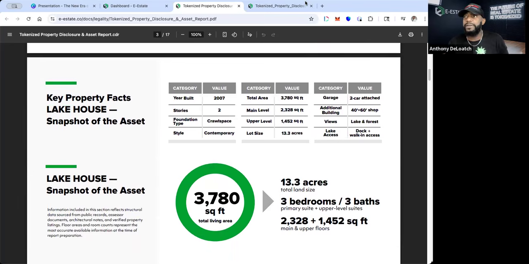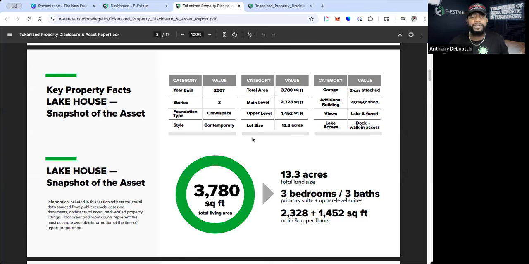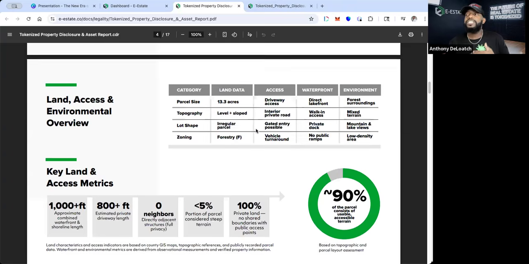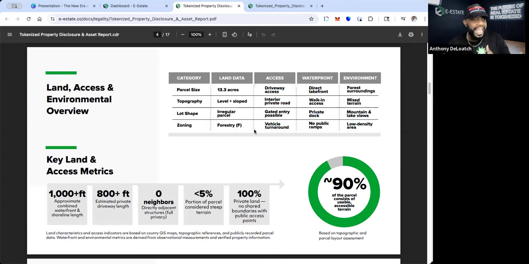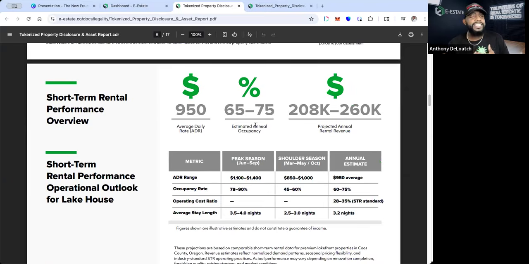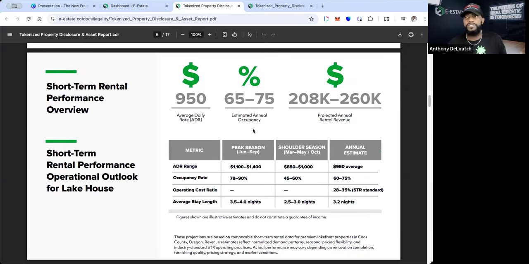We see that this property was built in 2007. This property is 3,780 square feet. This property sits on 13.3 acres. It's 3 bedrooms, 3 baths. It's a 2-story property with a 2-car attached garage on that property. You see the land access. You got direct access to the lake here, right? This is a direct lakefront property right here. You get to see the short-term rental performance overview. This property is on average around $950 per day.